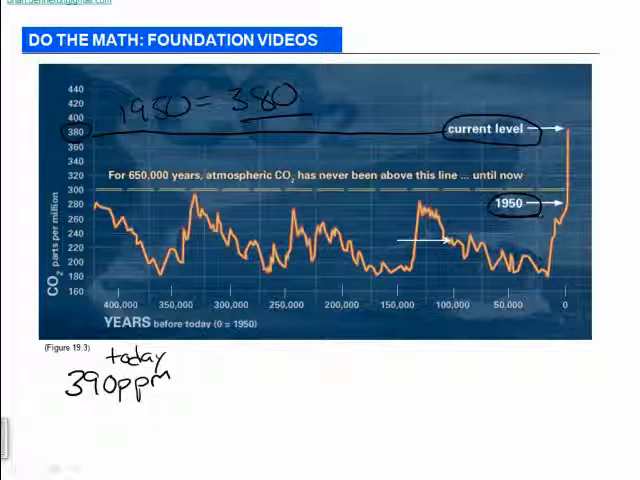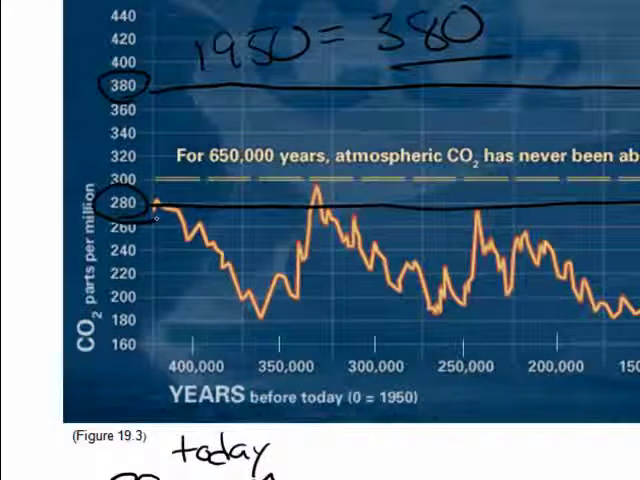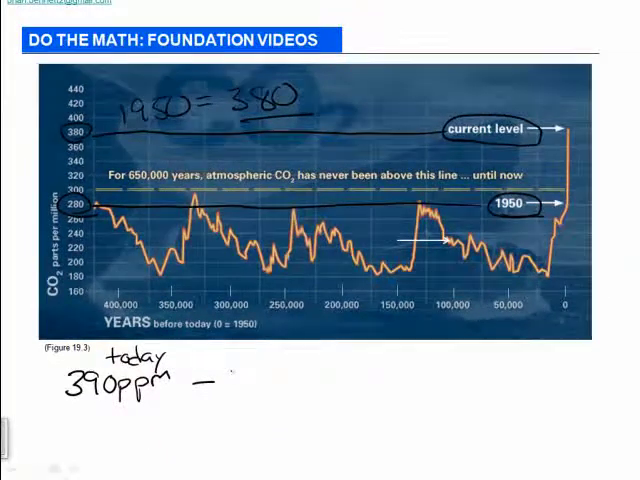Now, if we go to 1950, we're going to draw a straight line, come back here, and you'll see that it intersects at about 280 parts per million. And this is 1950.